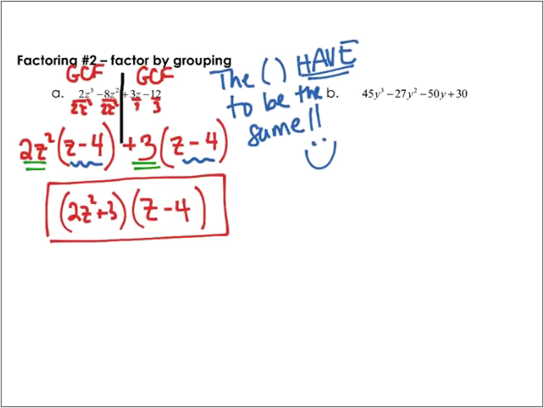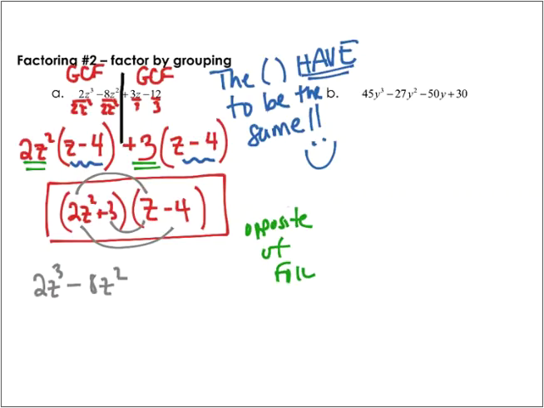I want to point something else out. What we just did is called unfoiling, or the opposite of foiling. I want to show you that if you were to FOIL this out, and I don't really want you to FOIL it, but if you were to, you're going to get the same problem that you started with. So 2z squared times z is 2z cubed. Multiply the outsides, you get minus 8z squared. Multiply the insides, plus 3z. And then your last term's minus 12. If you look back up at the original problem, mine's not quite as neat, but that's exactly what you started with. So factoring by grouping is the opposite of foiling.